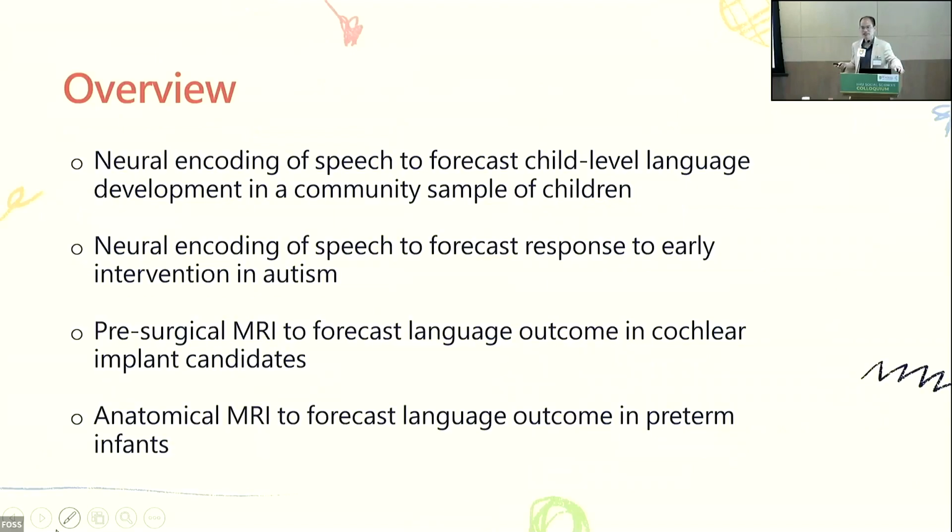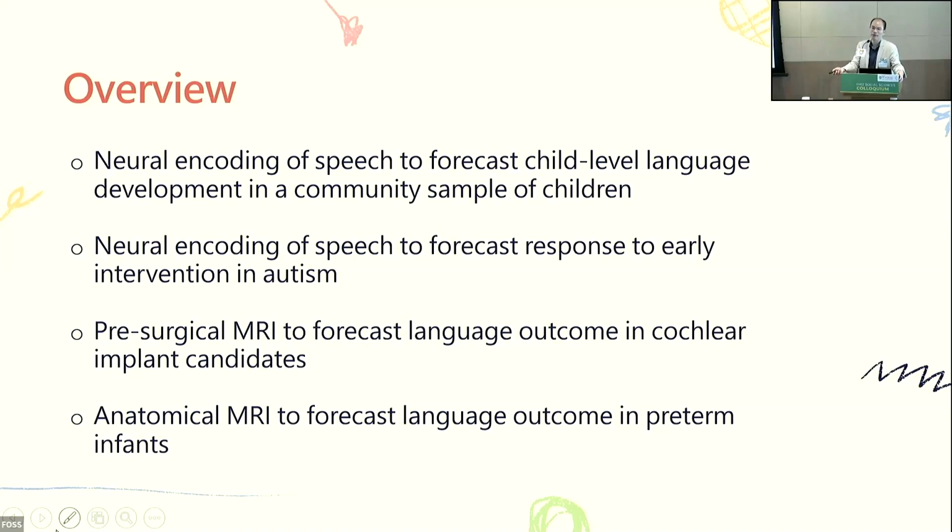Okay, so this is the overview of my talk. First, I'll show you some data from a community sample of infants and toddlers. We measure what we call the neuroencoding of speech, and then we use that as a marker for future language development. And then I'll talk about using neuroencoding of speech to make predictions about not autism diagnosis, but early intervention, how much the child responds to early intervention, okay? And then if I have time, I'll talk about some MRI data that we have.